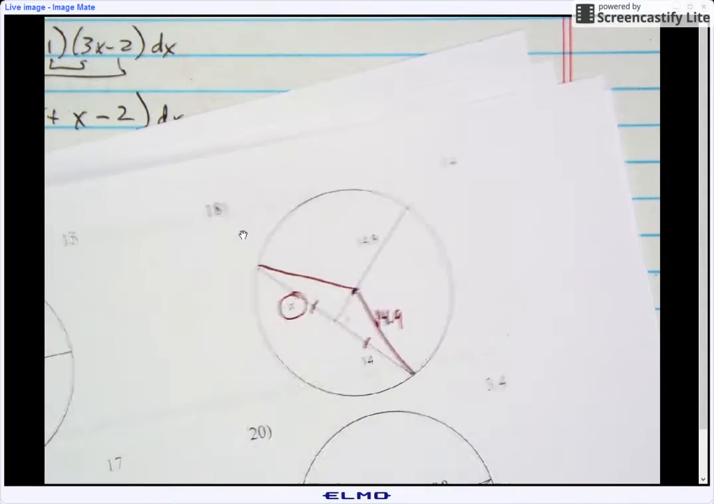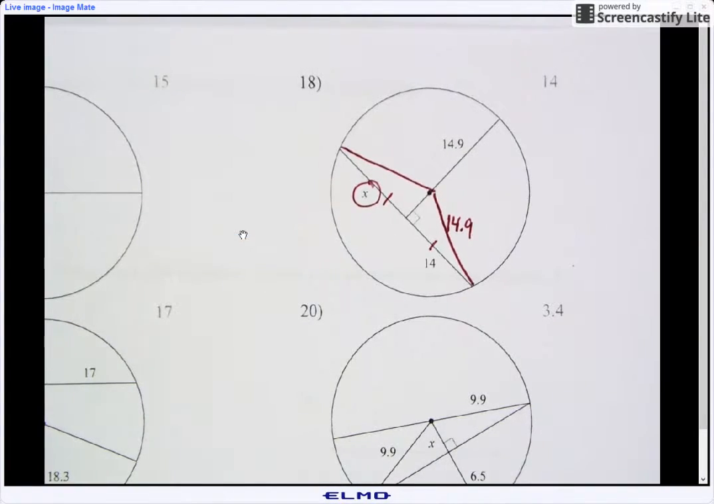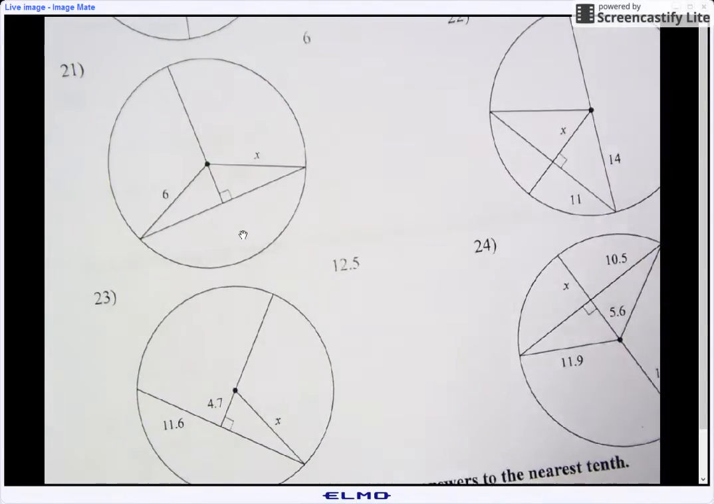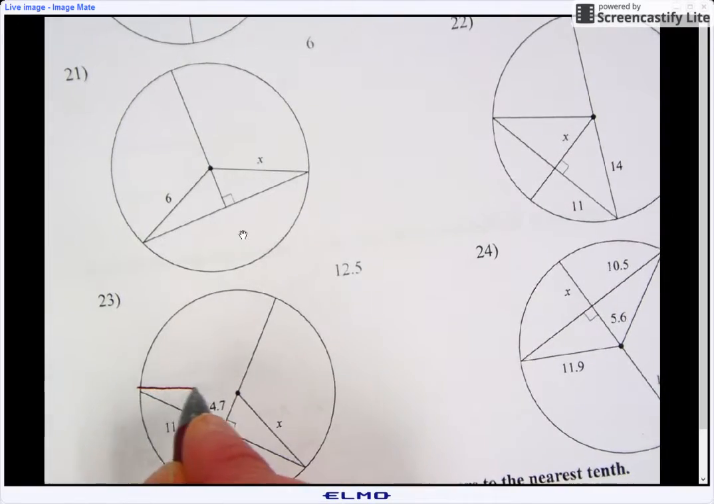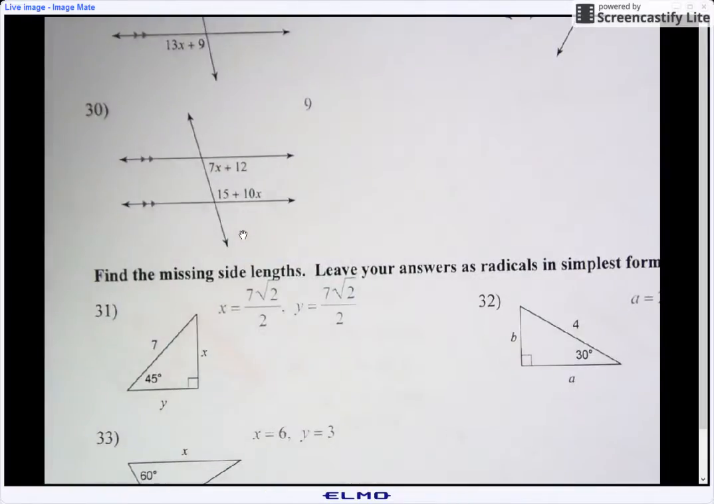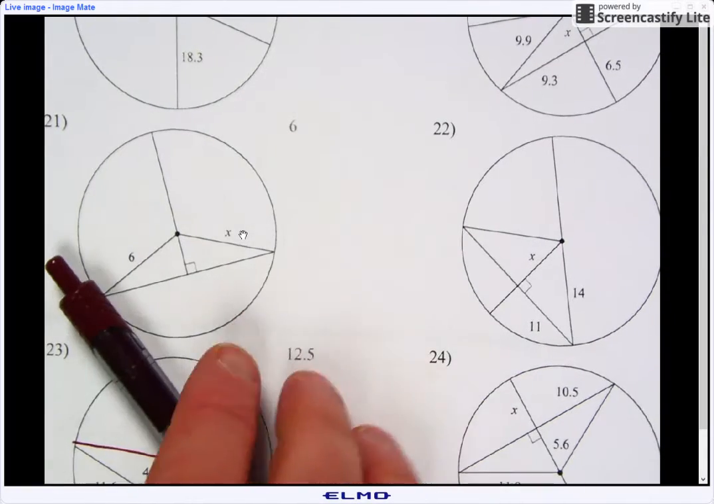Perpendicular bisector. Boom. Okay, so if there's not a radius on there, like on 23, draw it in. As we get to 25 and further, those are all review problems from the last trimester.